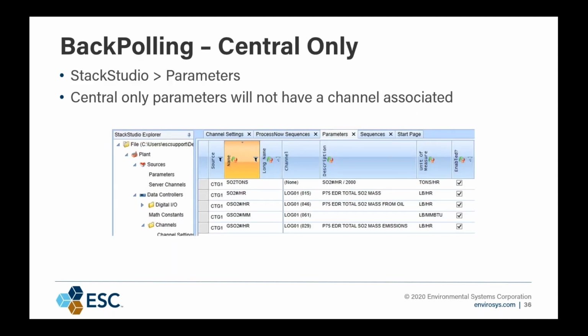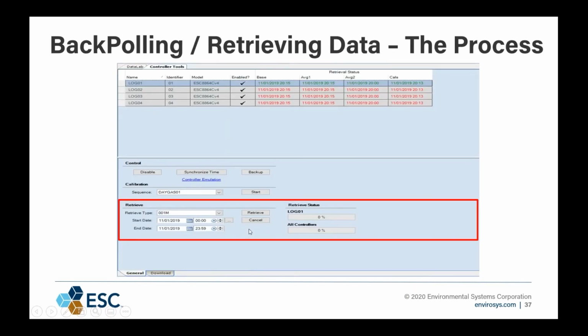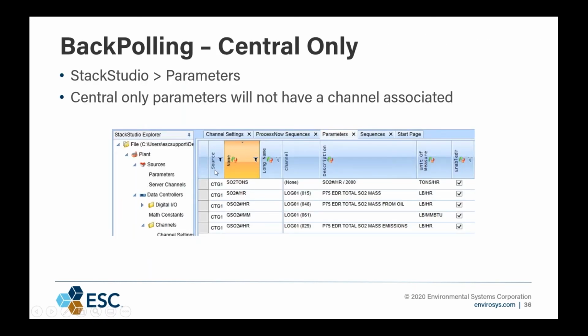So some of you might be asking, well, what are my central parameters? If you go into Stack Studio, you can find out which parameters are central only by them showing the none. The parameters that are going to be downloaded to the data logger are, if you can see this SO2 pound hour, it's going to have a data logger and a channel number. This means that it will be a downloaded parameter that is on your data logger.